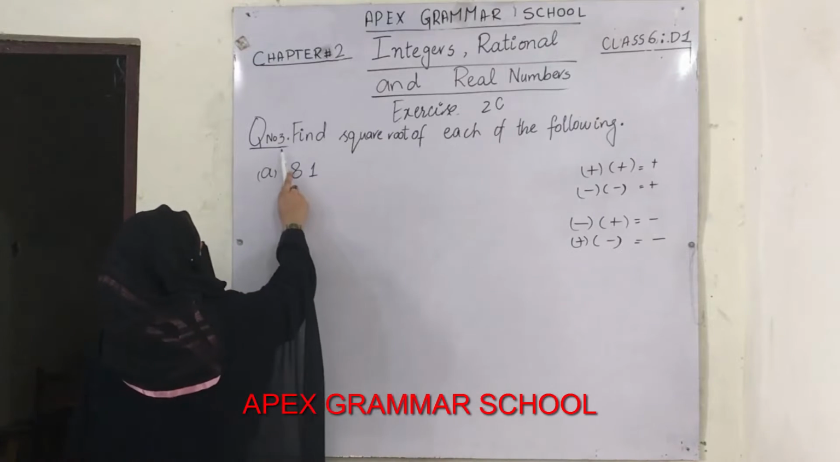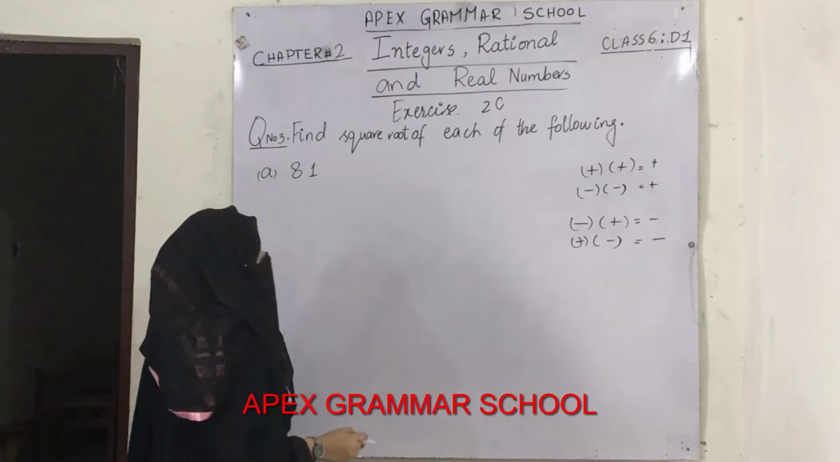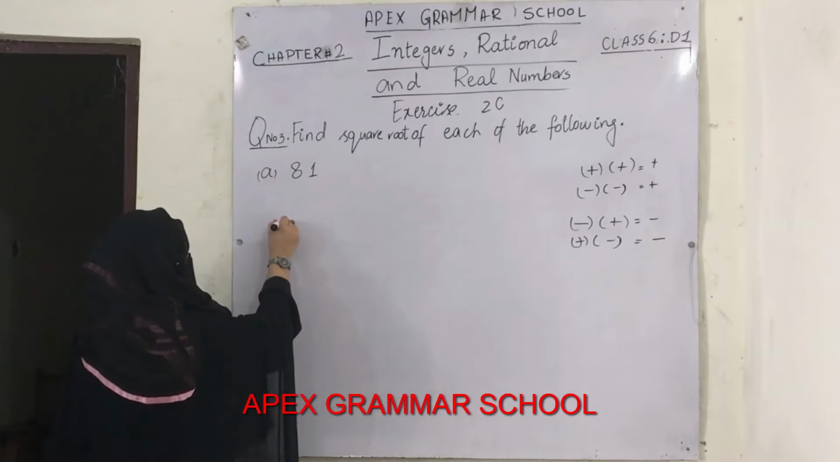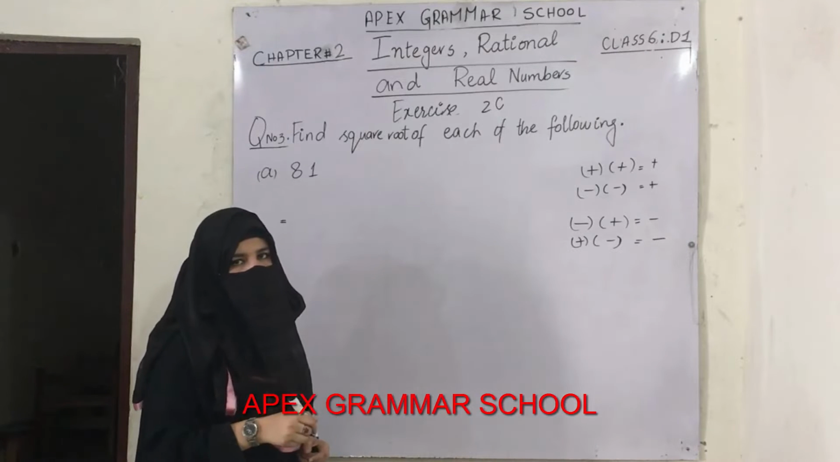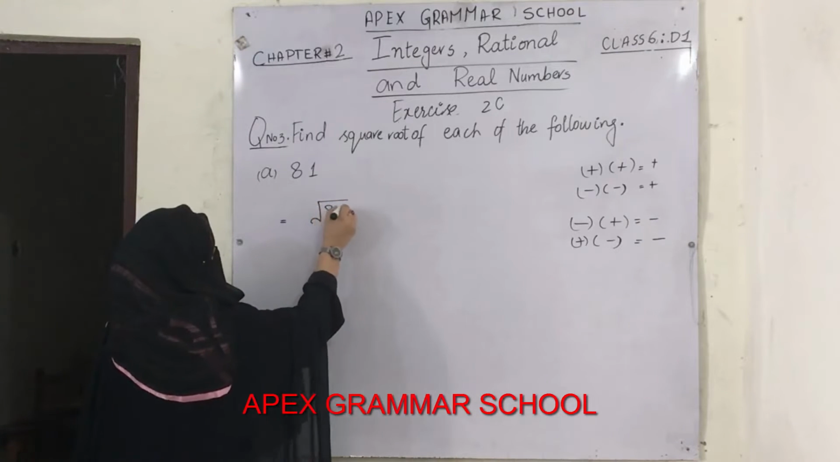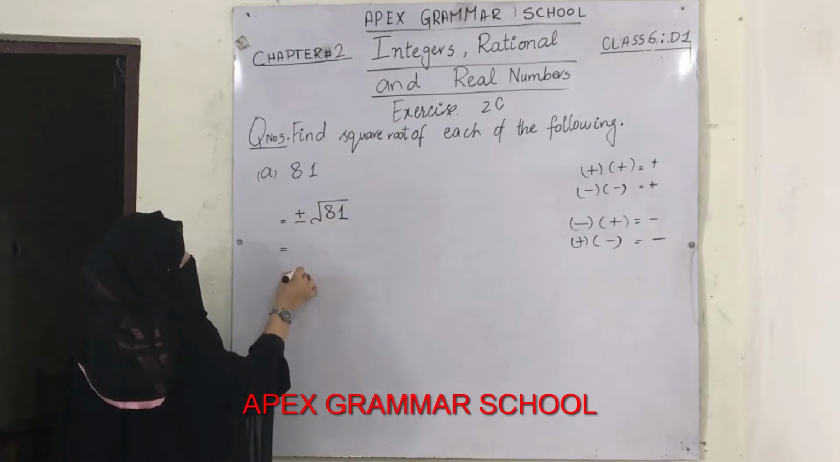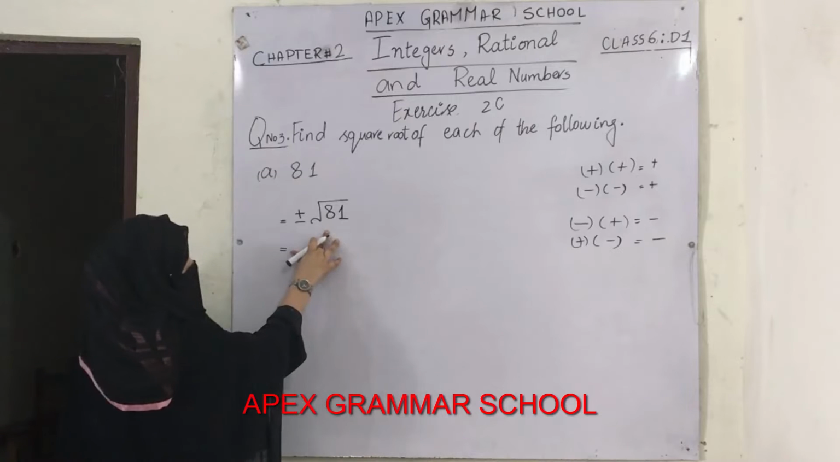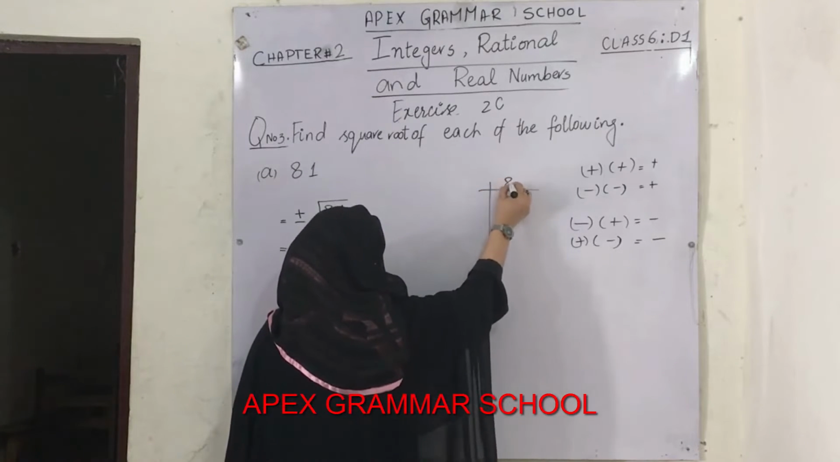Question number 3. Find square root of each of the following. A part, 81. We have to find the square root of 81. In chapter number 1, we were not dealing with negative numbers, and here we are dealing with negative numbers. So first, whenever we write the square root of any number, we have to write plus and minus with it. If you have command on finding the square, then you can do it directly. Otherwise, you can go towards the prime factorization as well.